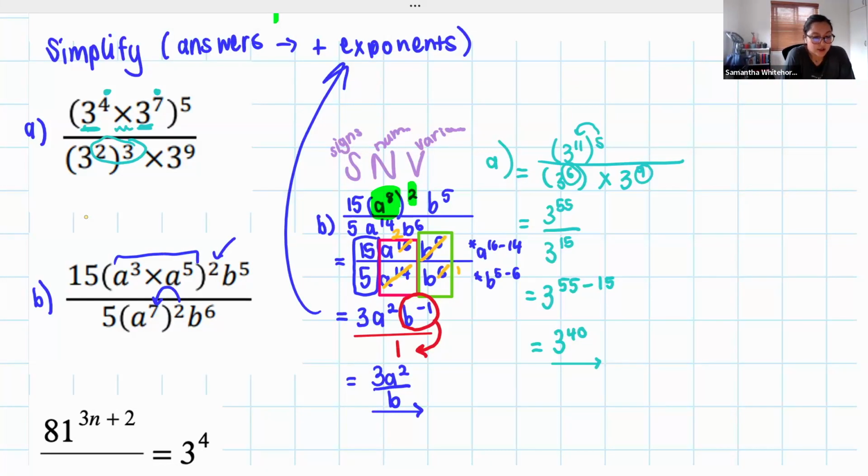Okay, so let's take a screenshot of this. And then I think we'll have a little brain break before we carry on with this equation situation next.